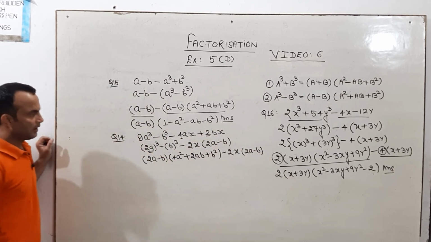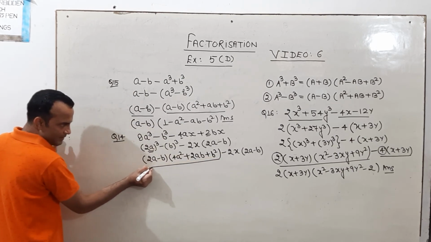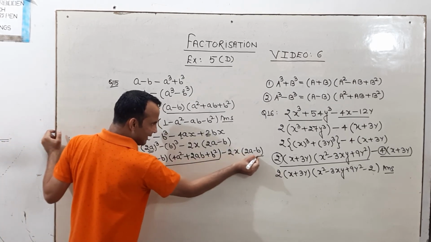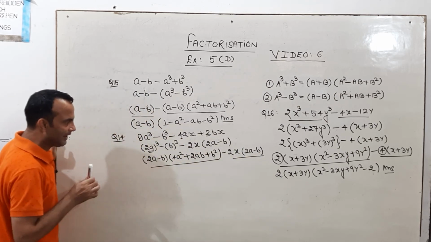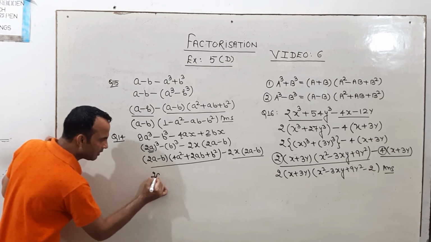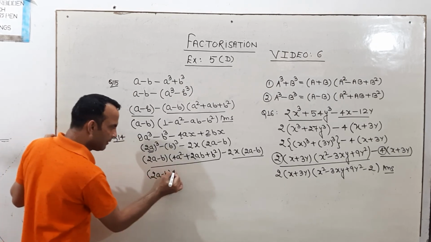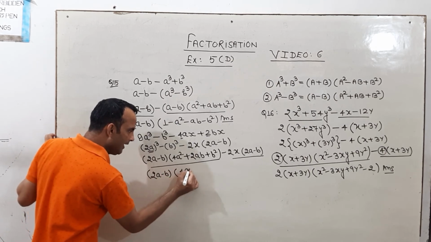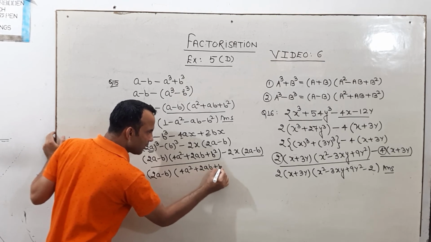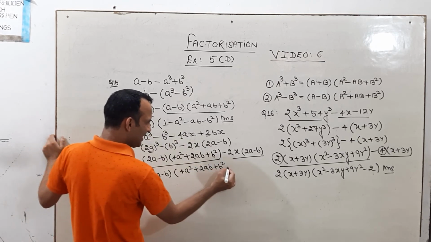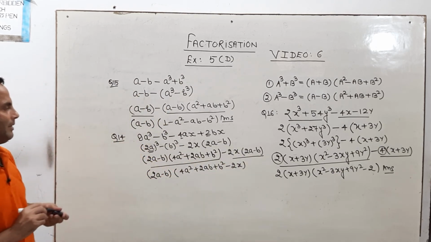Okay, now see, this is the first expression, this is the second expression. In both of these expressions you can see we can take common 2a minus b. After taking 2a minus b common, we obtain 4a square plus 2ab plus b square minus 2x. This is the required answer of problem number 14.